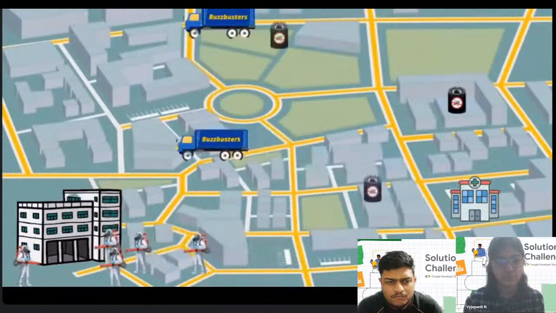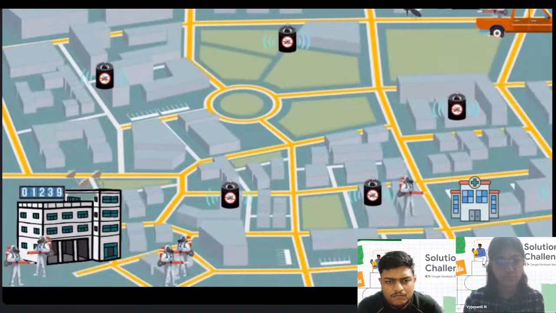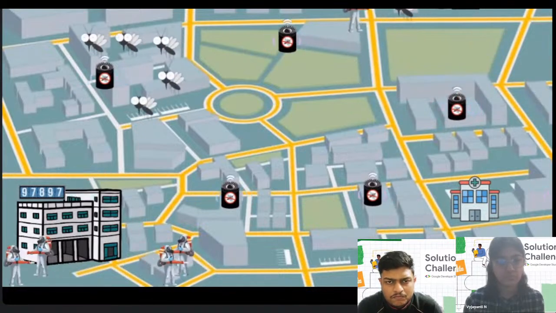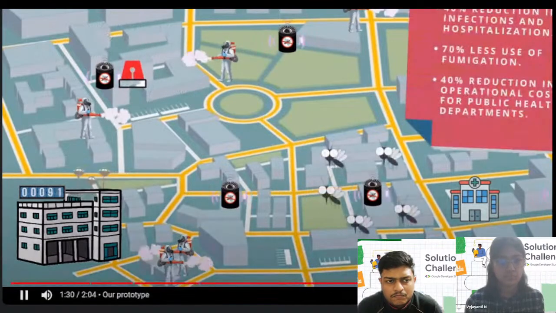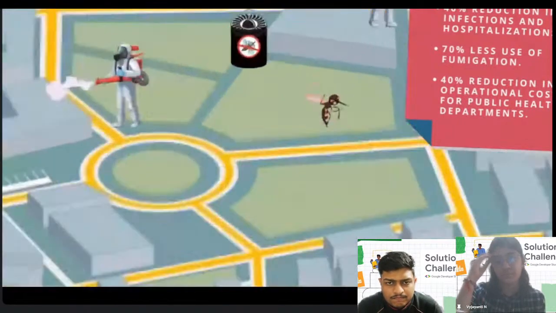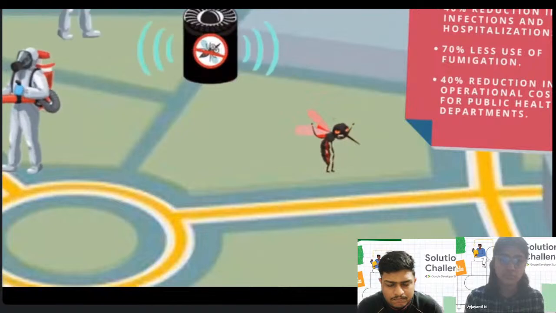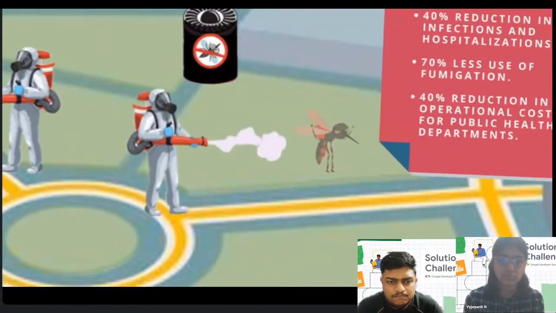We will distribute multiple traps throughout the city, collecting information about the mosquito population in different areas and their precise location. Thanks to this continuous monitoring, we can take early action measures before mosquitoes breed and spread further. Expected impact: 40% reduction in infections and hospitalizations, 70% less use of fumigation, 40% reduction in operational costs for public health departments.